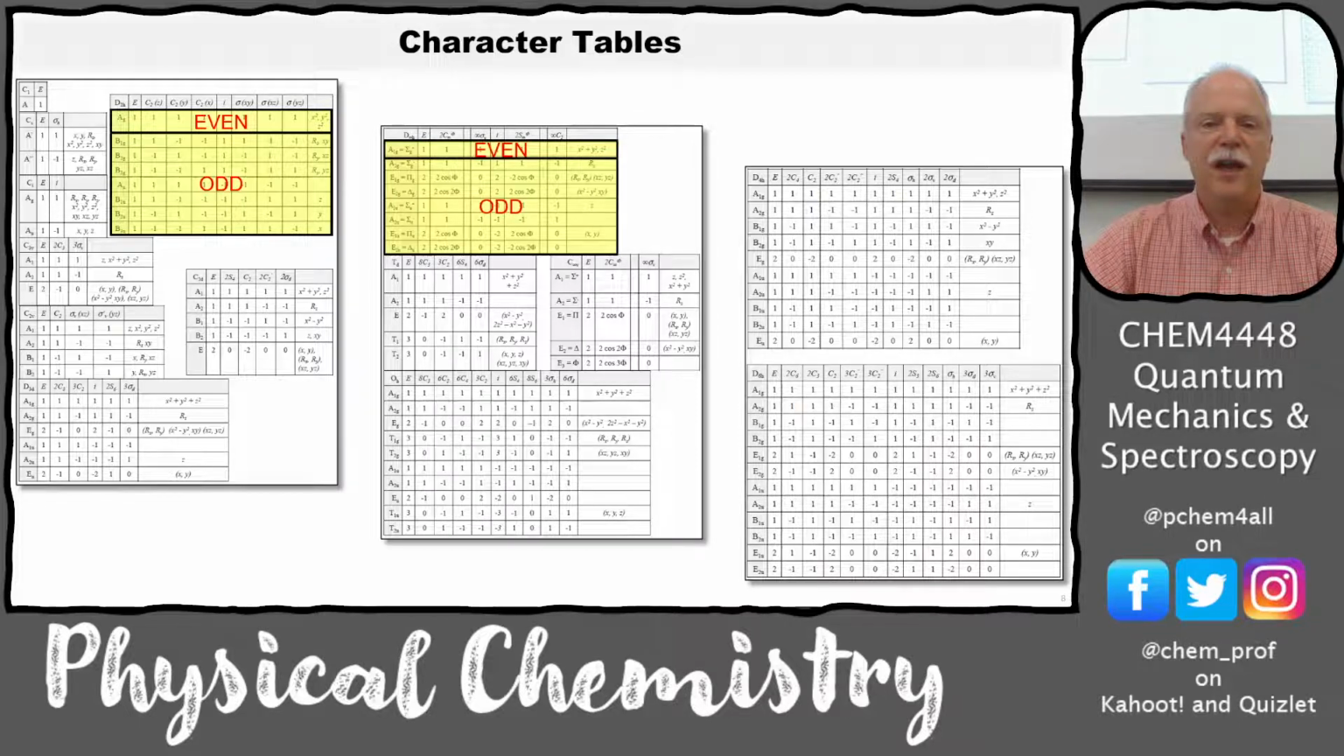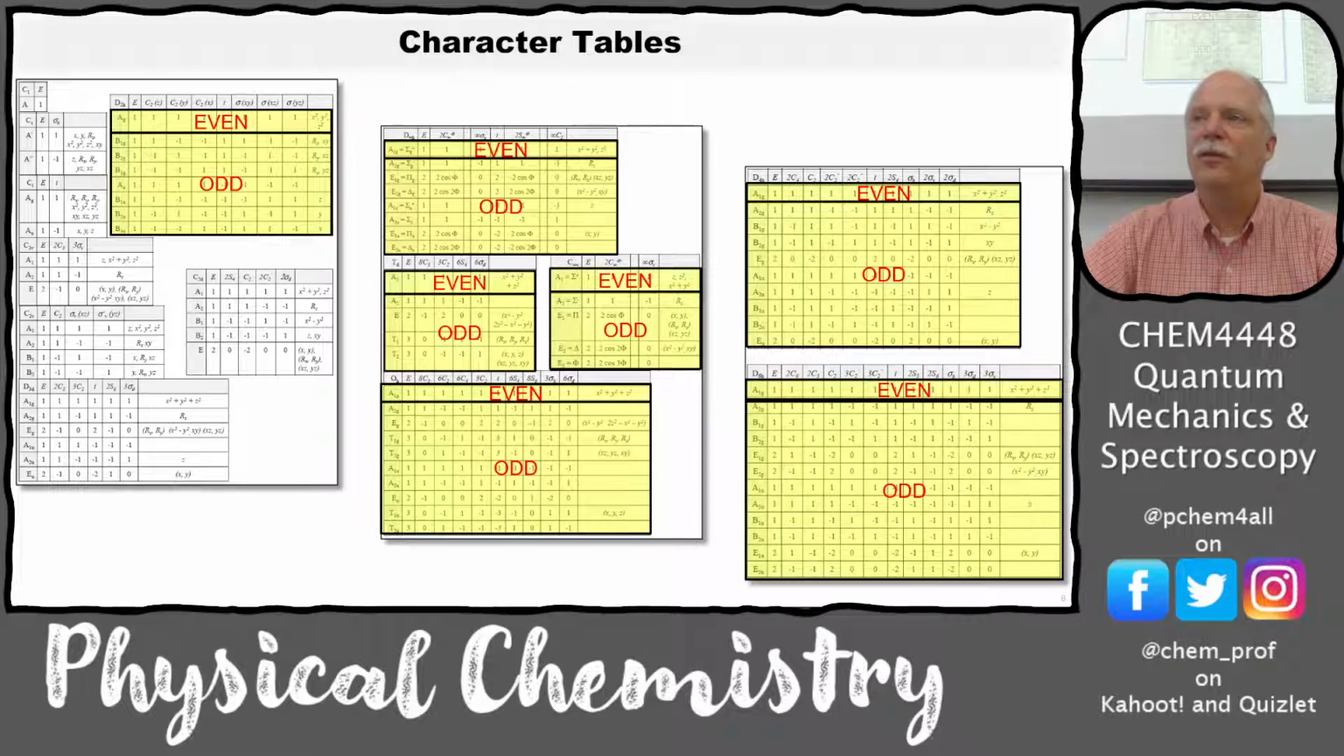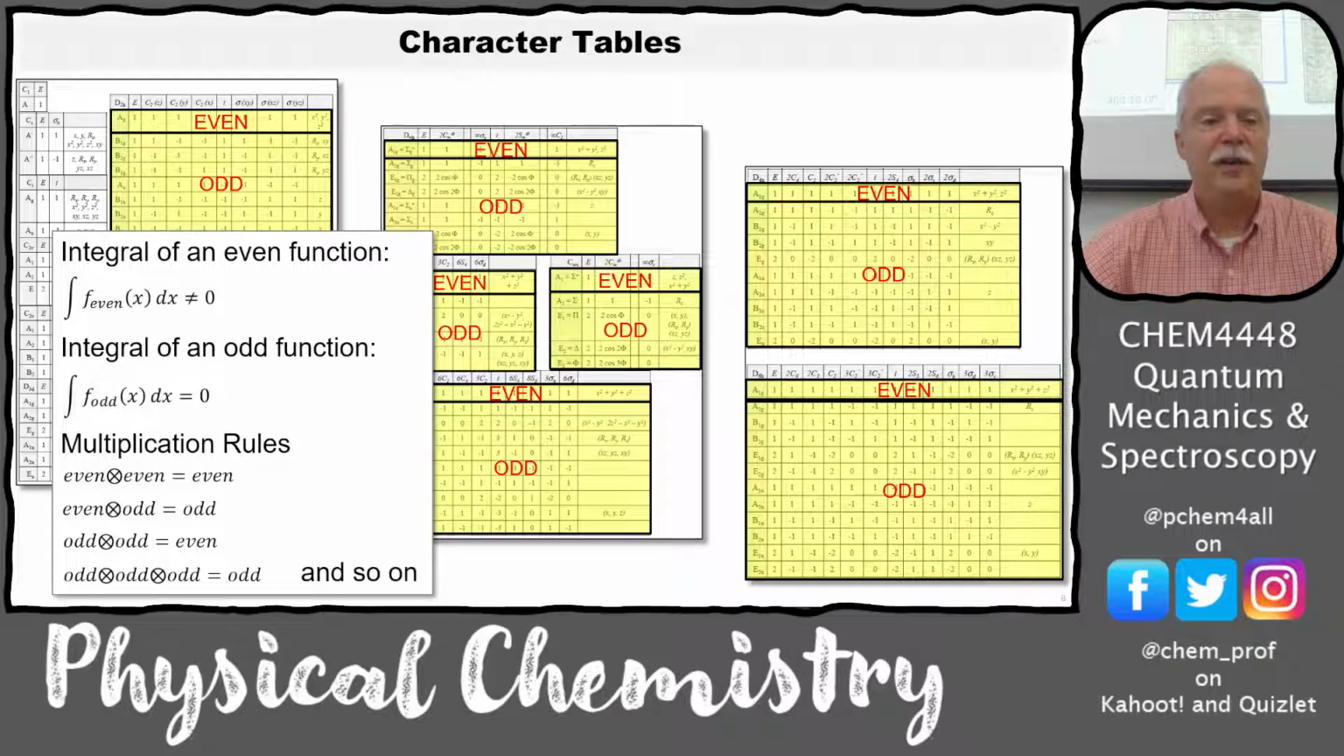But the thing is, in every character table, the only even row is the top row. So that's why I didn't say AG, I said top row. Sometimes you don't have G's and U's, you just have A1s. And so I can't say it has to be AG or it's non-zero, because there may not be an AG in that whole molecule. Maybe it's just A1. Maybe it's just A prime, okay? So an integral of an even function is non-zero. Integral of an odd function is 0. And we have those multiplication rules, which we get from the direct product tables.